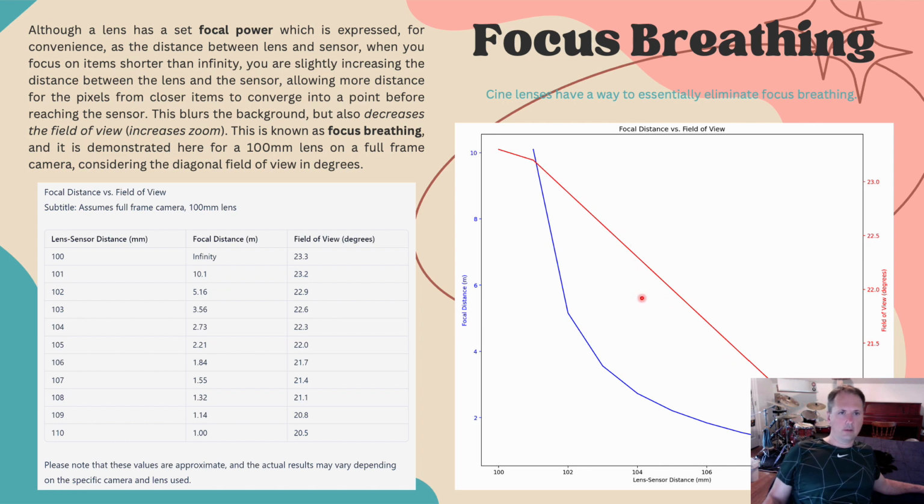And the only way really around that is to buy a super pricey cine lens that has a way to essentially eliminate that focus breathing, so that if you're shooting a video shot and you want to change the focus from something in the background to something close up, the field of view of the scene doesn't change at all. It just stays steady, which is kind of nicer on video to have that steadiness.